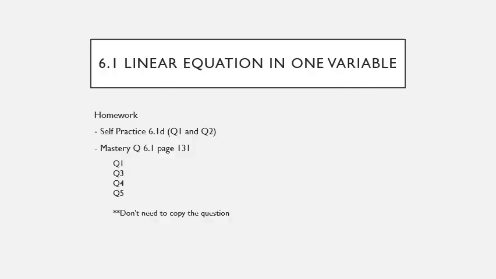So, your homework is subject 6.1D. Question 1 and question 2 must review 6.1 page 131. Okay, soalan 1, 3, 4, 5. Buat backtracking tu atas kertas conteng je. Jawapan kena balancing teknik. Okay, soalan tak payah salin, jimat.